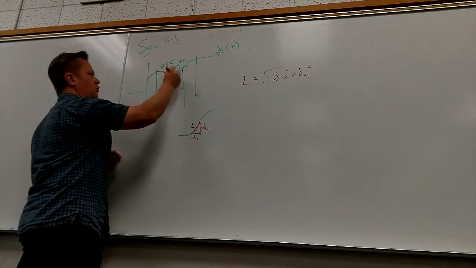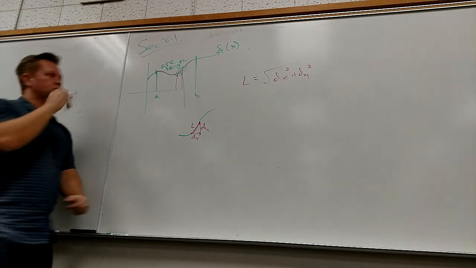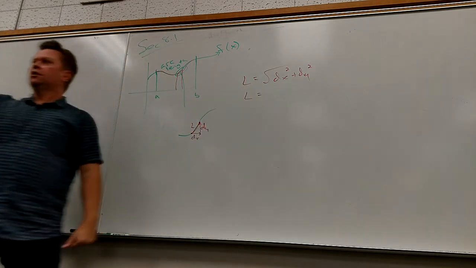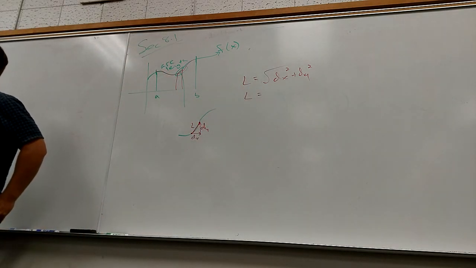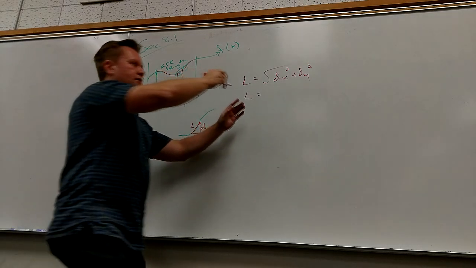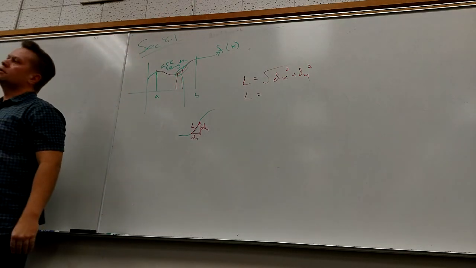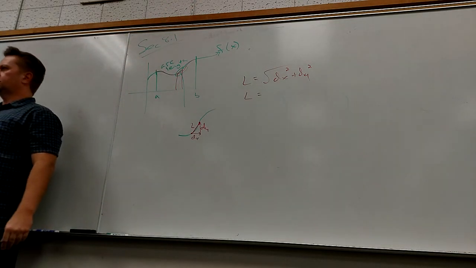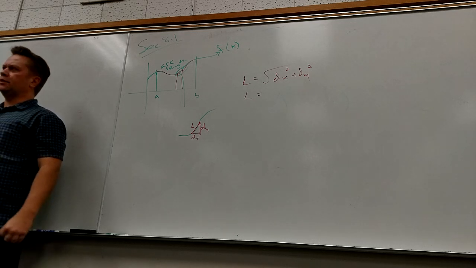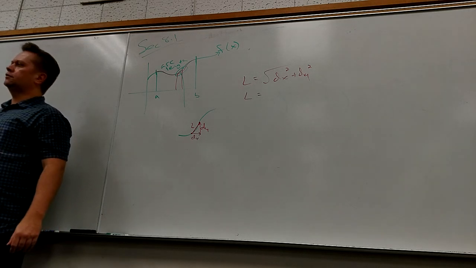So how do I get the length of this whole thing? What would I do? Yeah, I add them all up, and there's an infinite number of these little elements, right? So I'm going to integrate. Now here's what's really cool. Let me work with this for a second. This is really neat. Can you take a second and divide a dx squared out? Just take a dx squared out. You'll see why I'm doing this in a minute. You actually could take a dy squared out instead, but let's just take a dx squared out.